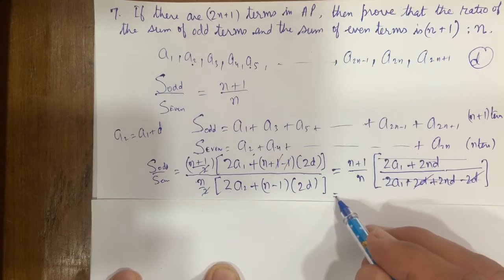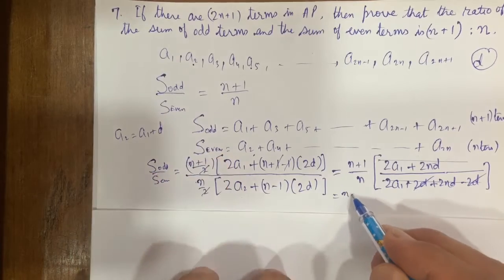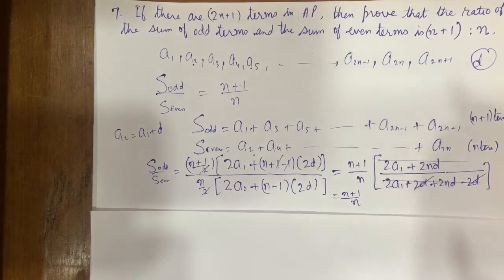So we'll have n plus 1 upon n. This is what we wanted to prove.